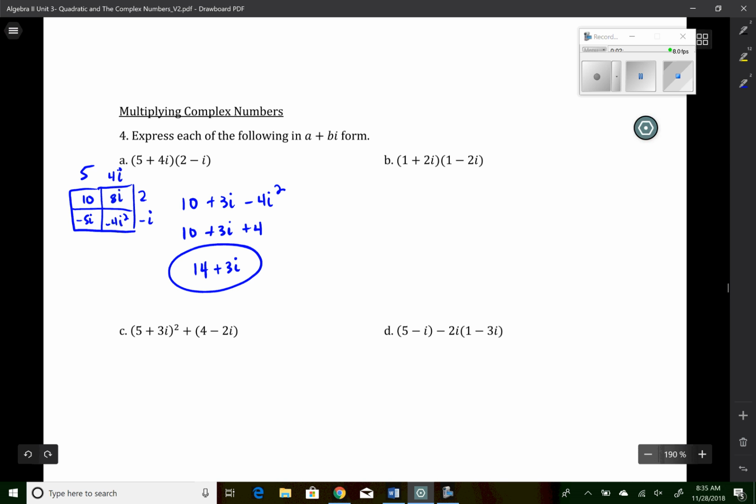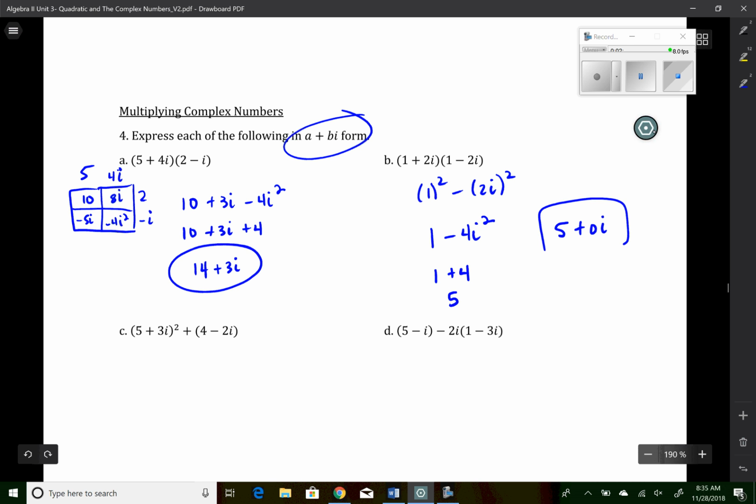For part B, I see conjugates. So conjugates to me tells me to square the first term and square the second term and combine them with subtraction. If you don't see conjugates right away, or you want to just check to make sure that the middle terms cancel, make your boxes and go ahead and do it that way. It's going to be the same answer. 1 squared is 1 minus 4i squared. But remember, i squared is the sign changer, so that really just becomes 1 plus 4, which is just 5. Now notice it says a plus bi form, so I have to write this as 5 plus 0i.